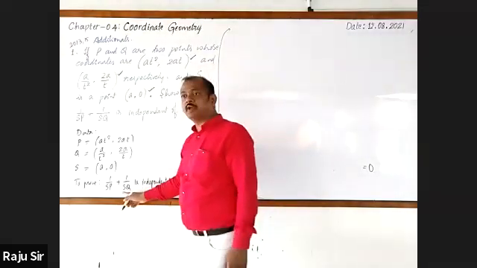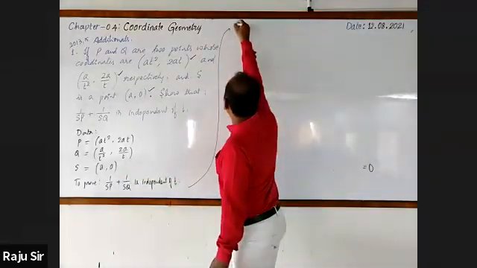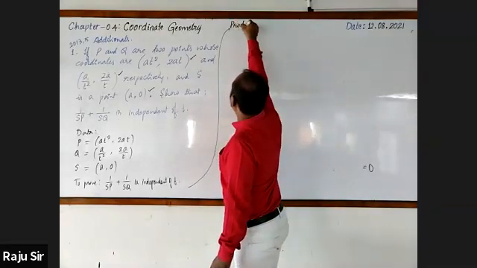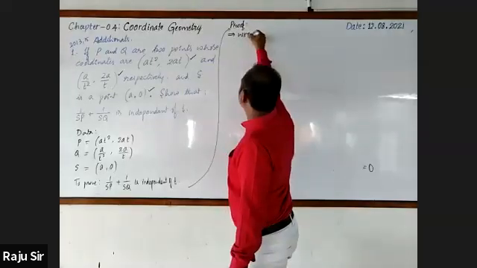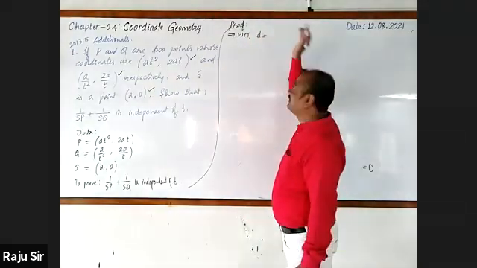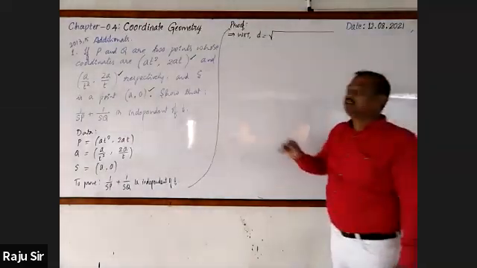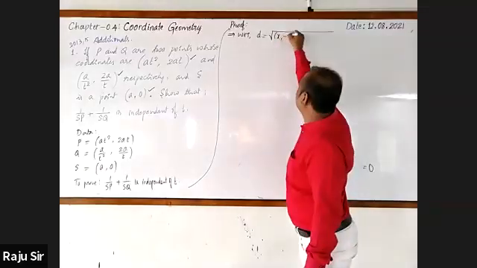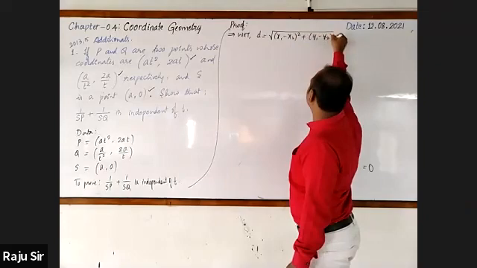To find out SP, we can go for using the distance formula, even for SQ. In that we know that distance formula is equal to the square root of x1 minus x2 whole square plus y1 minus y2 whole square.